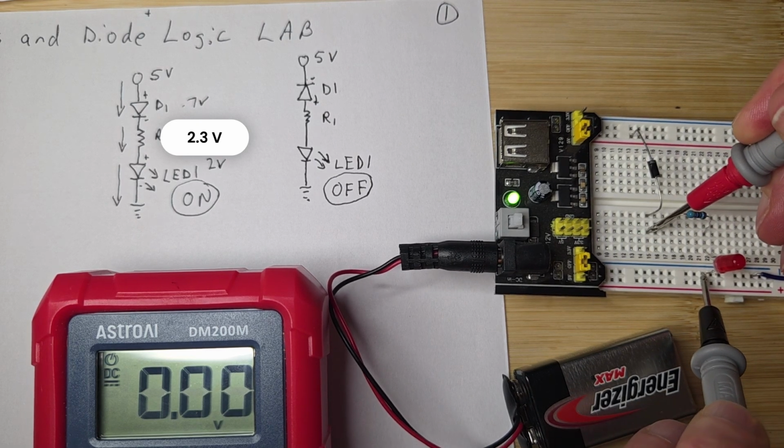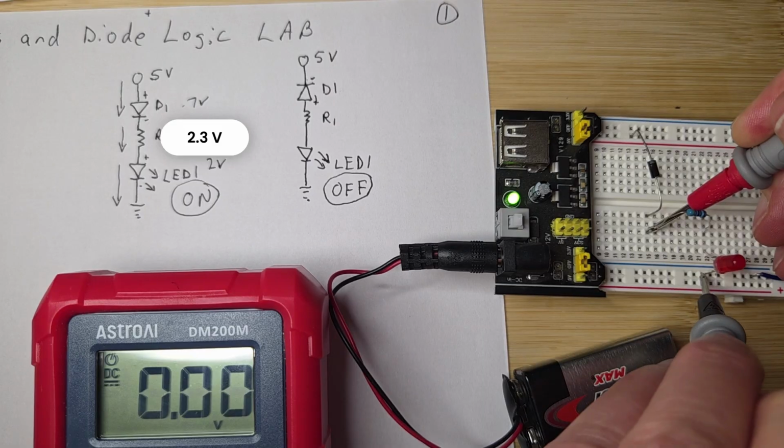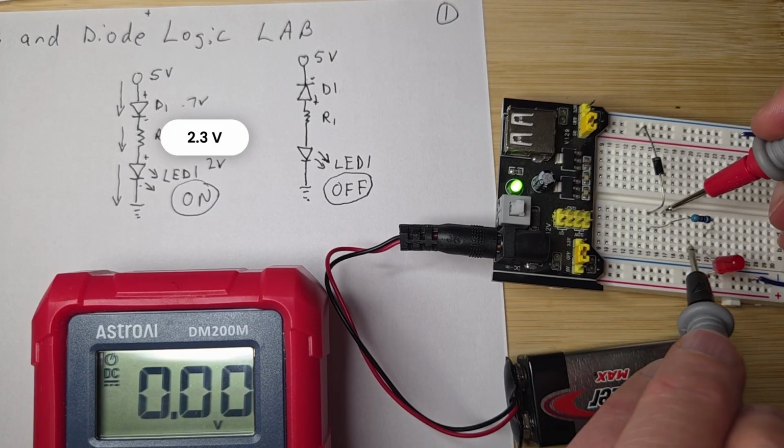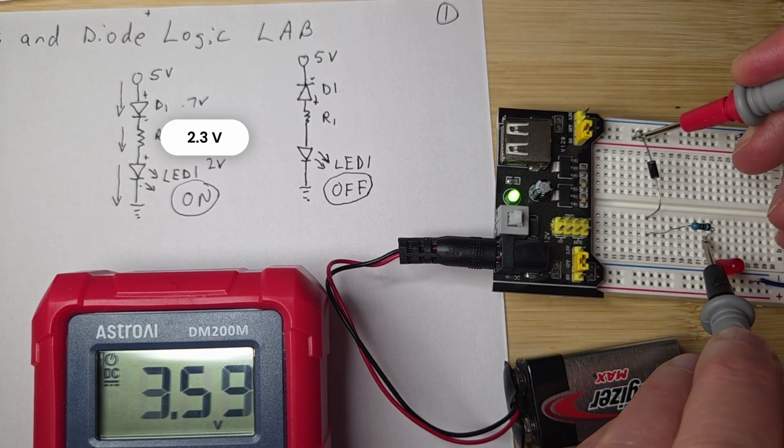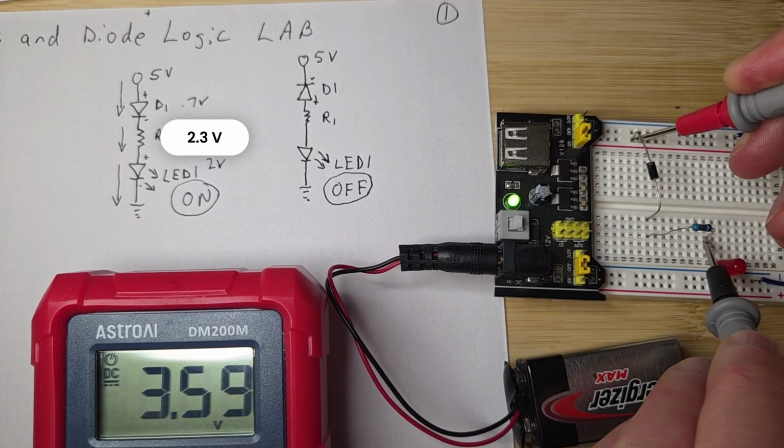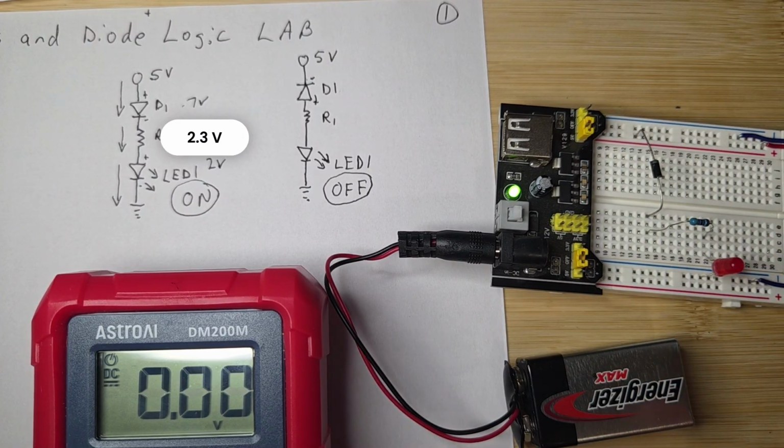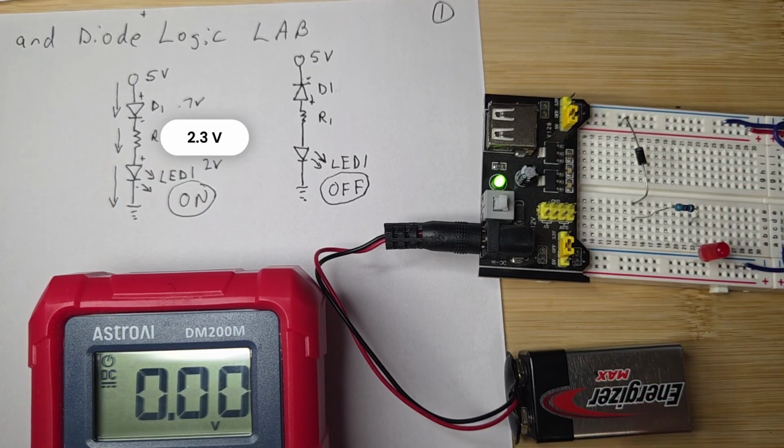We got nothing. So, all right, yeah, we got nothing there. If I measure here, we got 3.59 volts. So you can kind of get an idea that this is acting like an open.